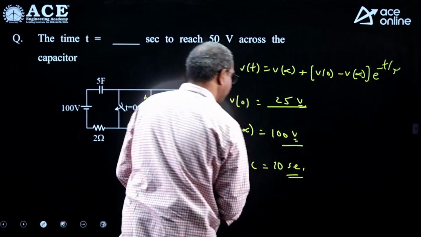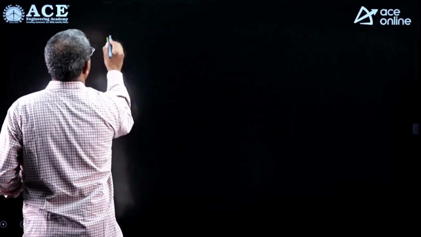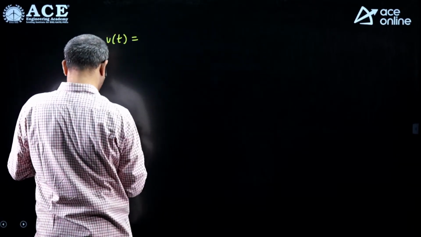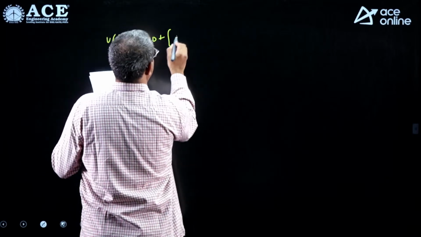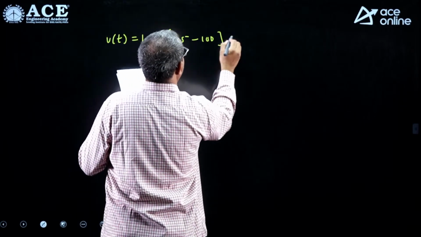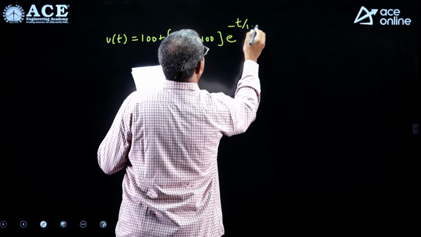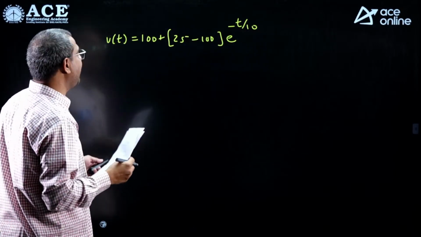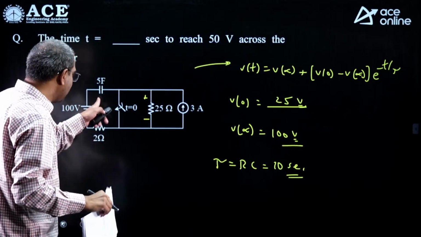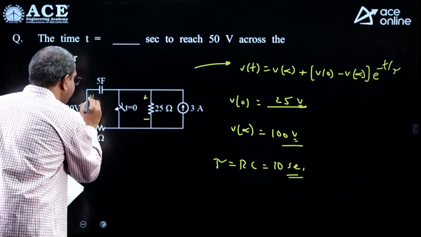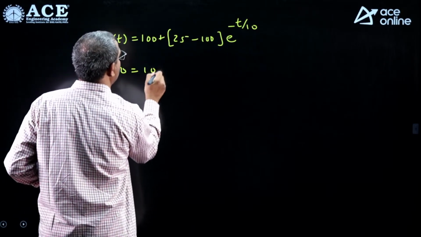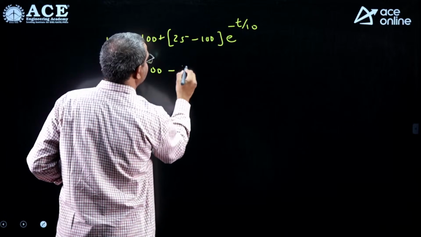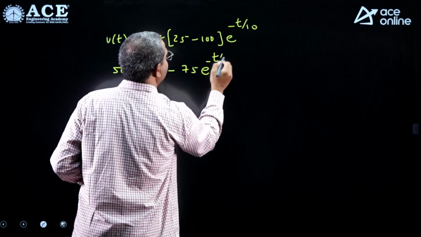Now if you observe the data, V of t is V of infinity plus V of 0 minus V of infinity times e power minus t by tau. But he is asking at what time this voltage across the capacitor reaches 50 volts. So let us substitute 50 here: 50 is equal to 100 plus, that is 100 minus 75, e power minus t by 10.